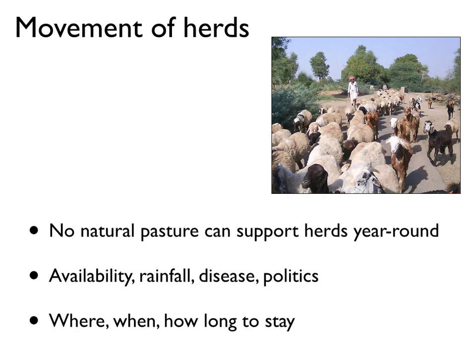And the herds do have to be moved quite often because there is no natural pasture in the world that can support an animal herd year-round, and we're talking large numbers of grazers. So availability of pasturage, rainfall in different areas, temperature, disease, and the local political situation also determines when and where and how often you stay in one area.